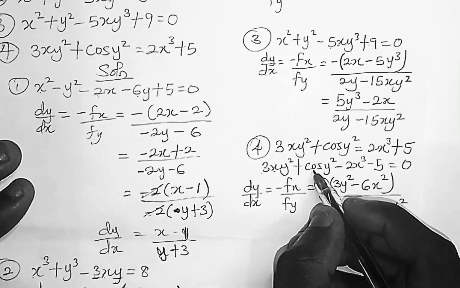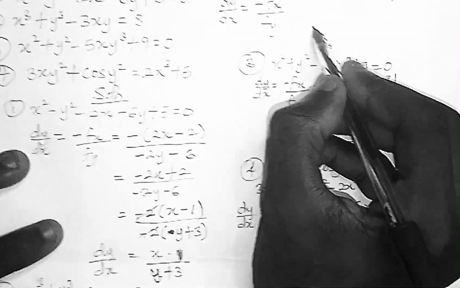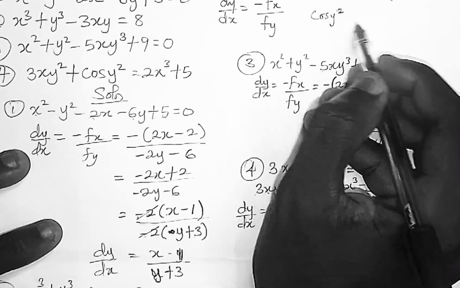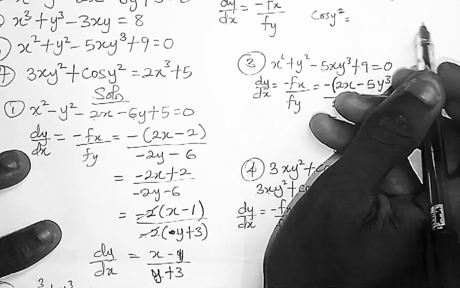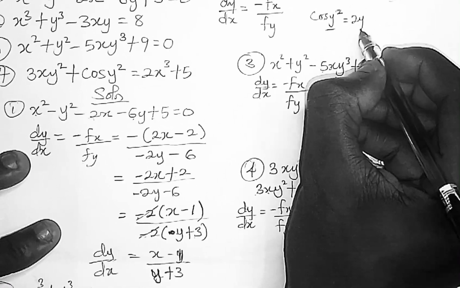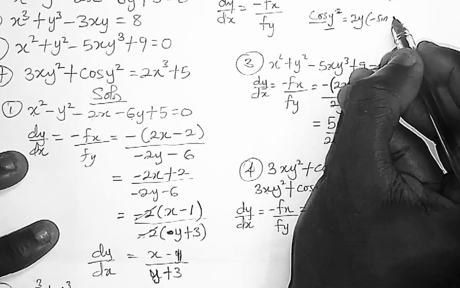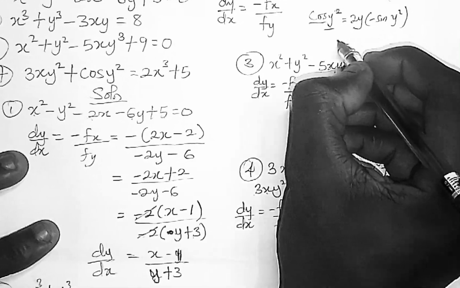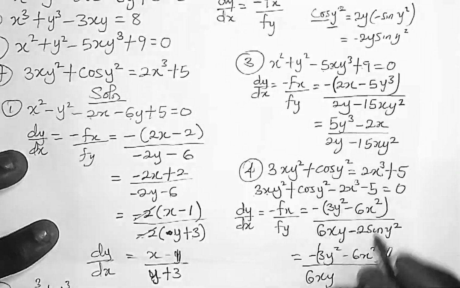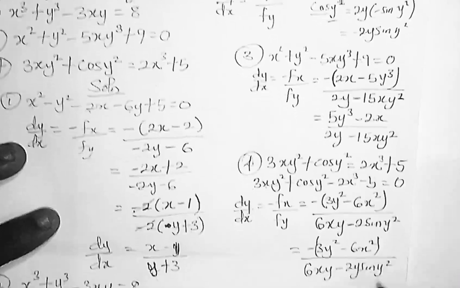Now if you want to differentiate cos y squared, this is it here. If you have not seen the video on chain rule, you can watch it. I'll put a link in the description also. Cos y squared: differentiate y squared, you have 2y. Differentiate cos, you have negative sine, then y squared. So that will give us minus 2y sine y squared.